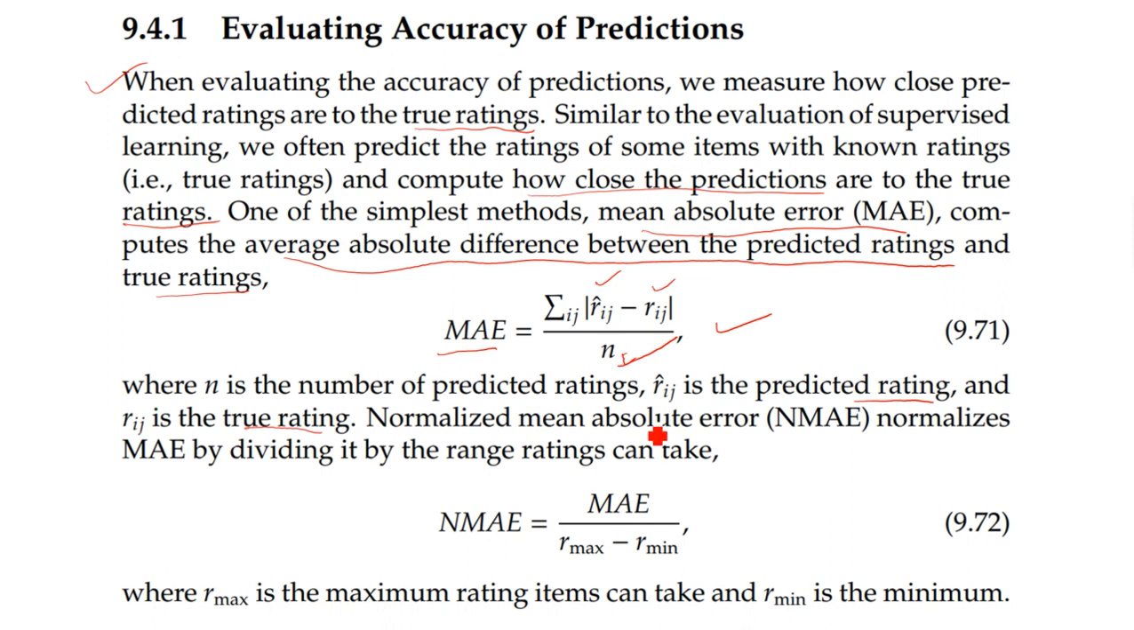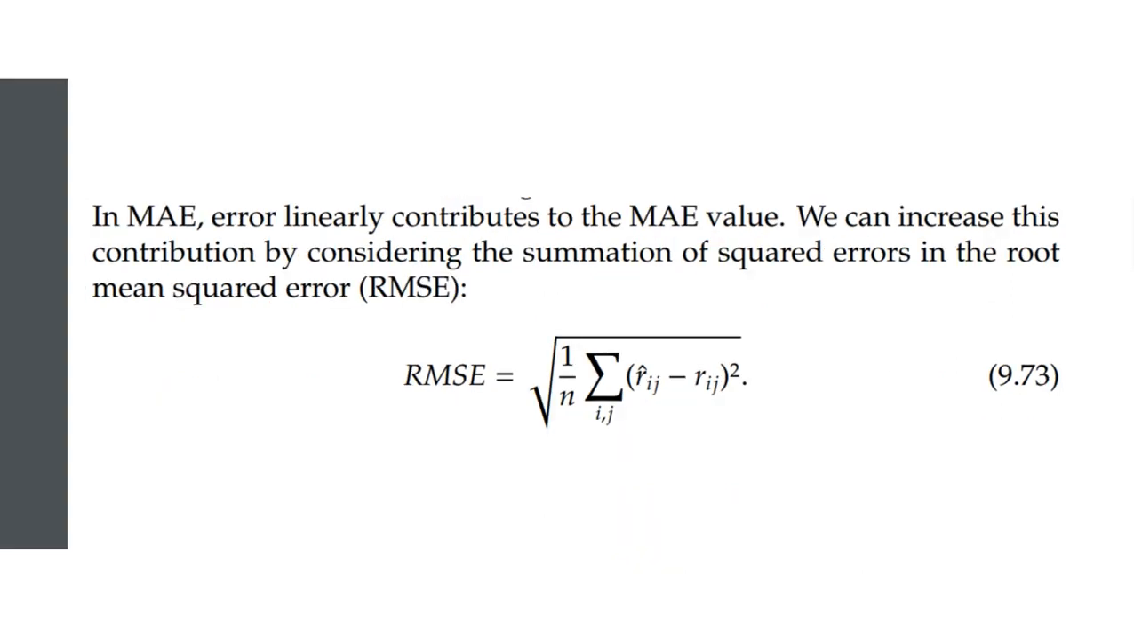So the normalized mean absolute error, that is NMAE, normalizes MAE, the mean absolute error, by dividing it by the range of ratings. So the normalized MAE is equal to MAE divided by R max minus R min, where R max is the maximum rating items can take and R min is the minimum rating the item can take. So we can use this formula.